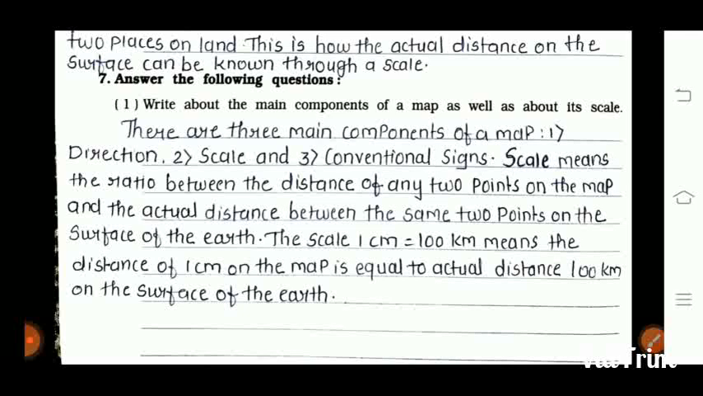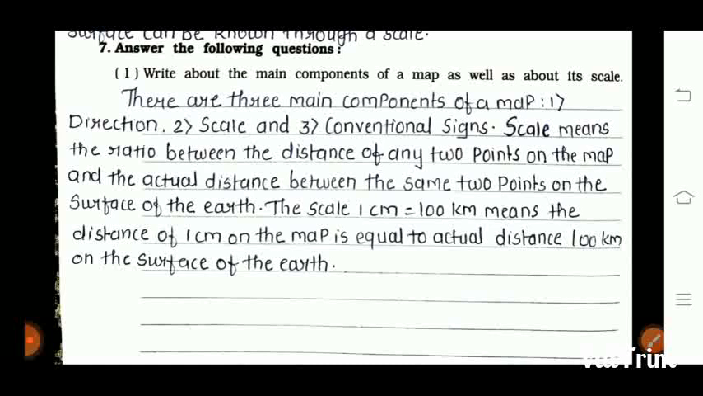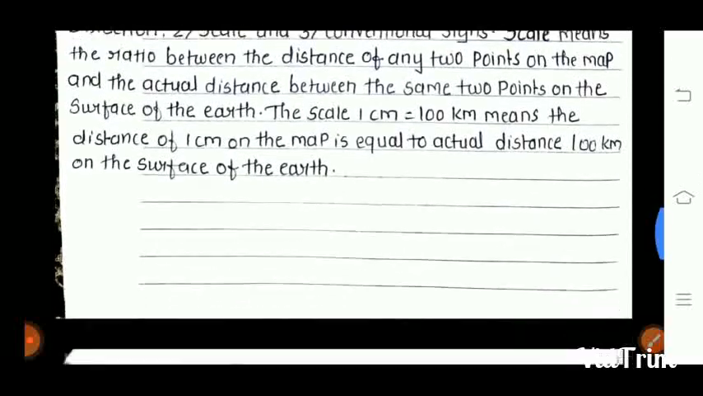Scale means... here I felt that the answer is big, so I have written a little from here. Okay, there is also space below. Scale means the ratio between the distance of any 2 points on the map and the actual distance between the same 2 points on the surface of the earth. The scale 1 centimeter is equal to 100 kilometers means the distance of 1 centimeter on the map is equal to the actual distance of 100 kilometers on the surface of the earth.